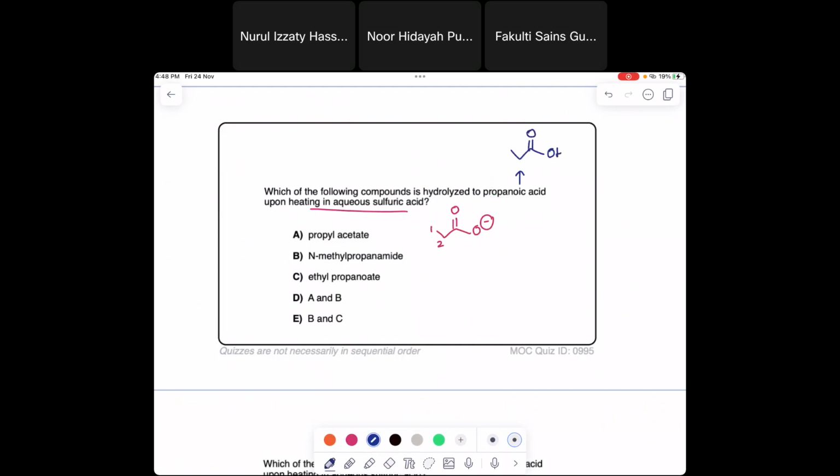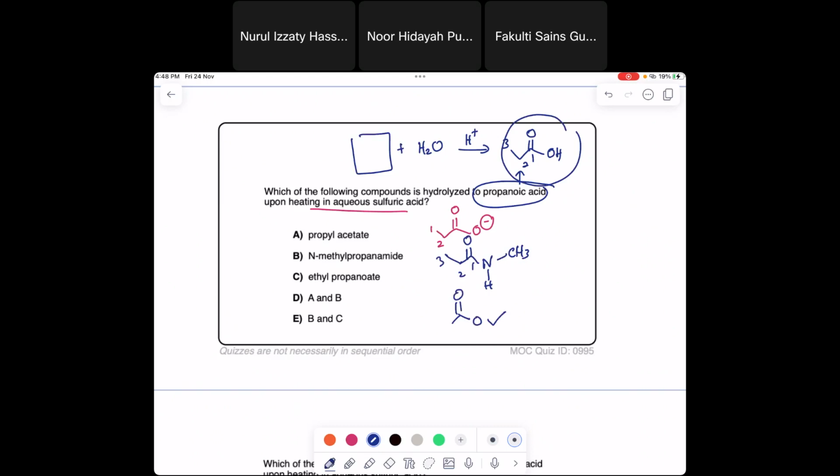Okay, so soalan dia from this propanoic acid. Which of the following compound is hydrolyzed to this propanoic acid upon heating in aqueous water lah. Apa following compound tu you dapat propanoic acid? Adakah propyl acetate, N-methyl propanamide? Ni pun macam revision untuk nomenclature. N-methyl propanamide. Okay, N, 1, 2, 3. Ethyl propanoate. 1, 2, 3. This is ethyl.